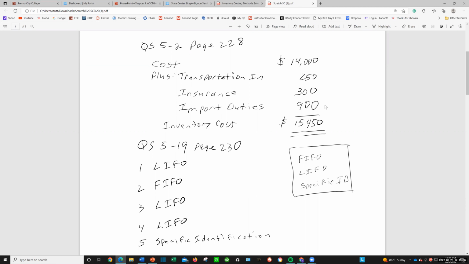How about the sales staff salaries for $1,250? No, that would be a selling expense as well. And this gets me. I mean, how about the $180 for trimming shrubs? Boy, if you said that, I don't know what to do. No, it doesn't belong there. So the total cost is $15,450.